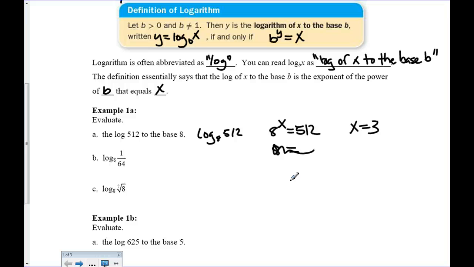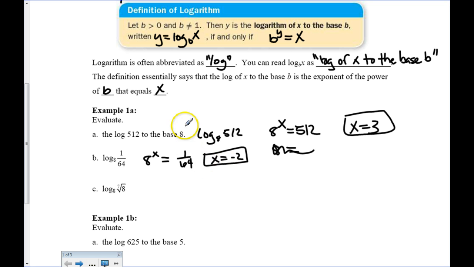Now, this one is log base 8 of 1/64. So this is like saying 8 to the what power equals 1 over 64. Can you do 8 to a negative power? Yes. So negative 2. x in this case is negative 2, because it's now on the denominator.